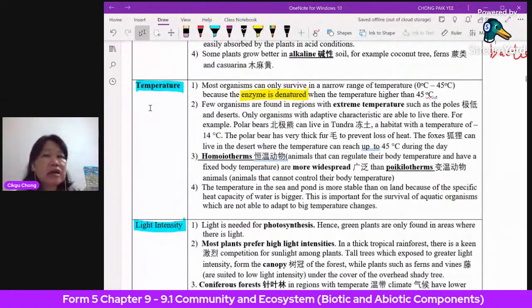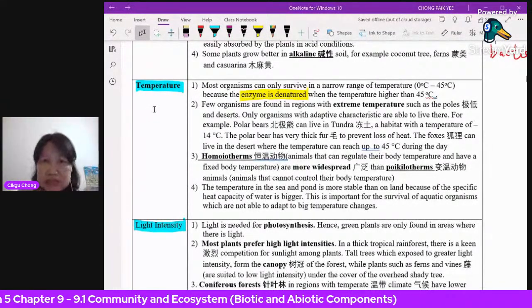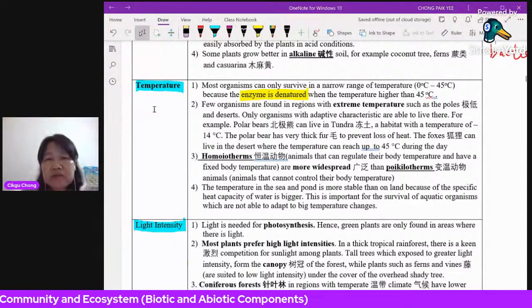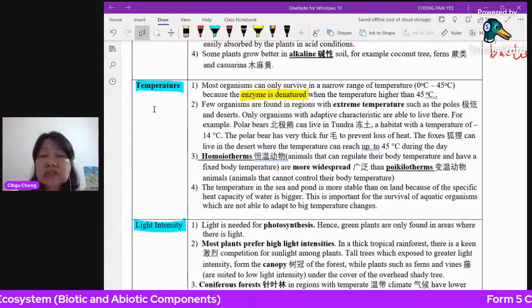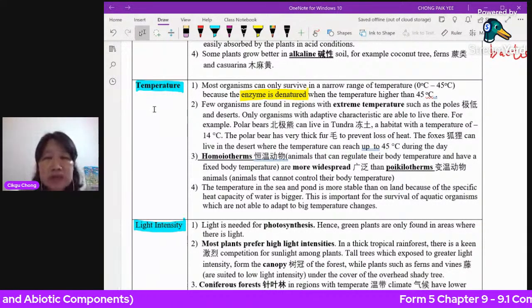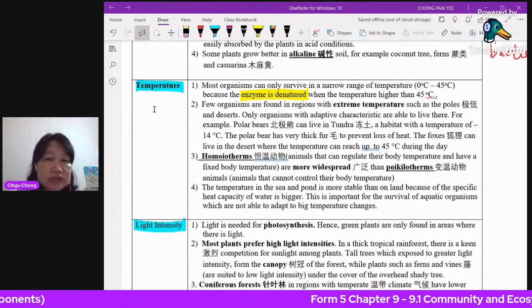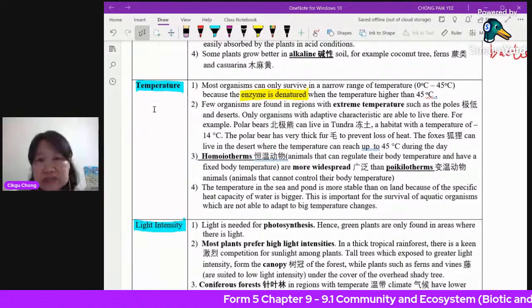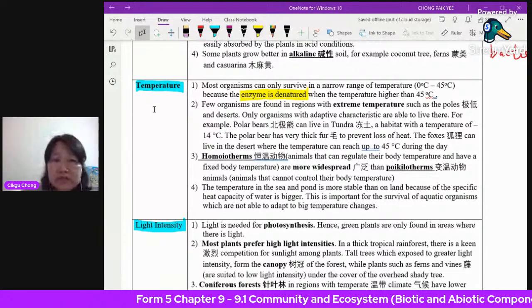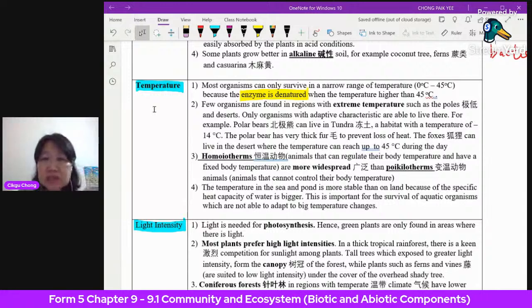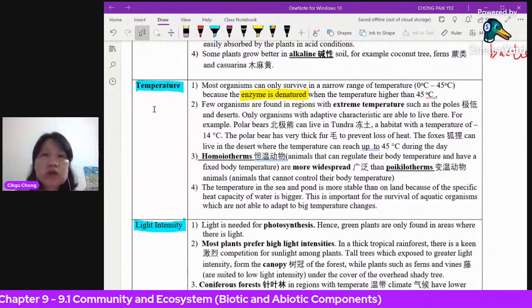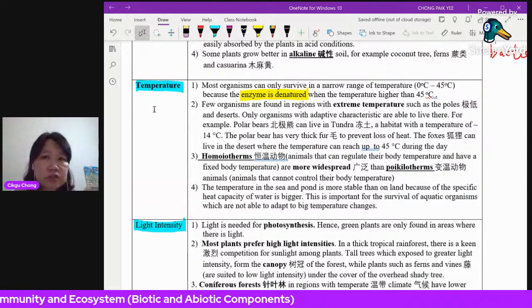This is very biologically based. You don't just say too hot cannot live, too cold cannot live. So why? What is the reason? Because the enzyme becomes denatured when the temperature rises higher than 50 degrees Celsius. And when the temperature is very low, you find that the enzymes do not function very well.